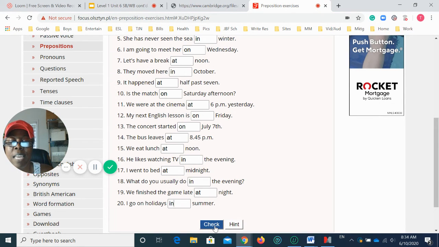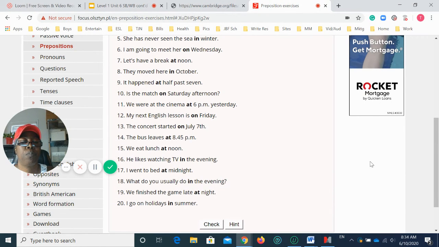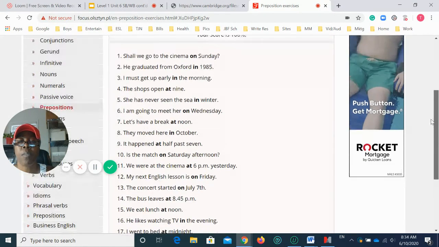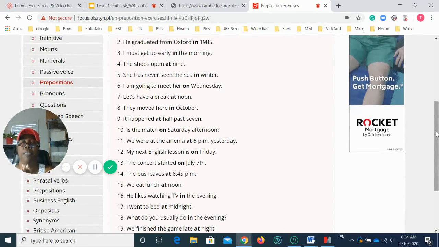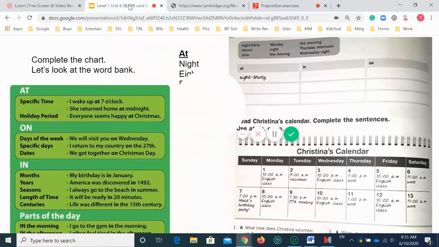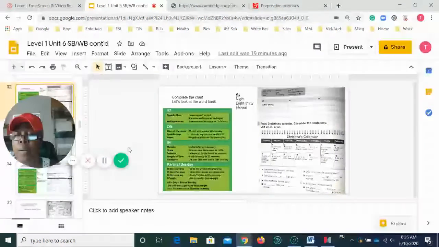So let's check and see how we did. Yay, correct. 100%. So as you can see, if you follow the chart that explains when to use at, when to use on, when to use in, you shouldn't have any problems whatsoever. All right.